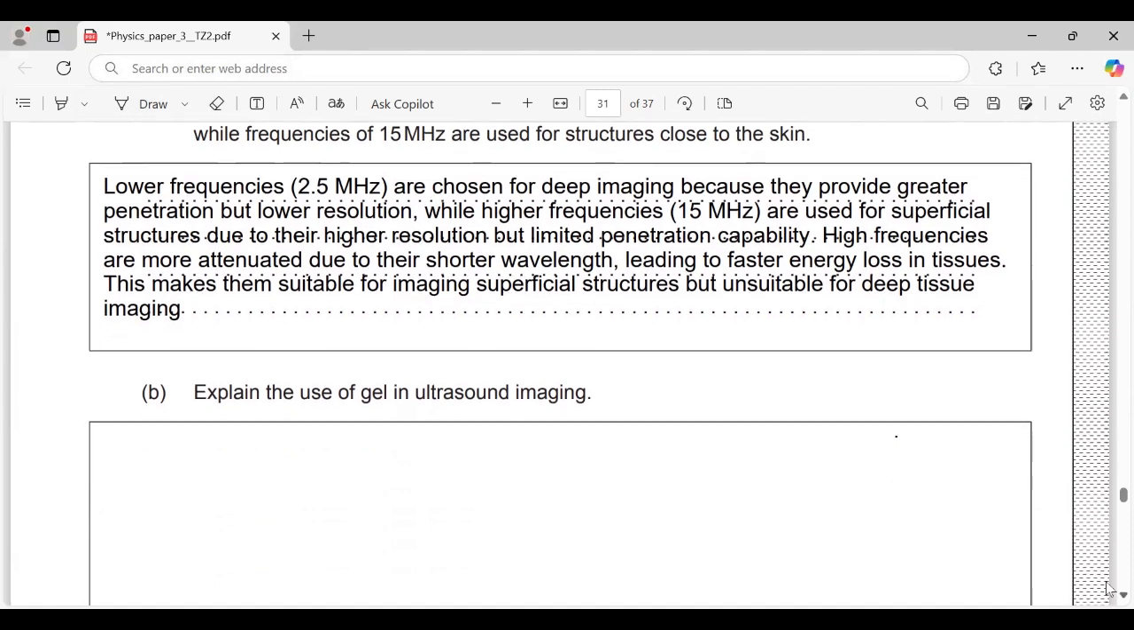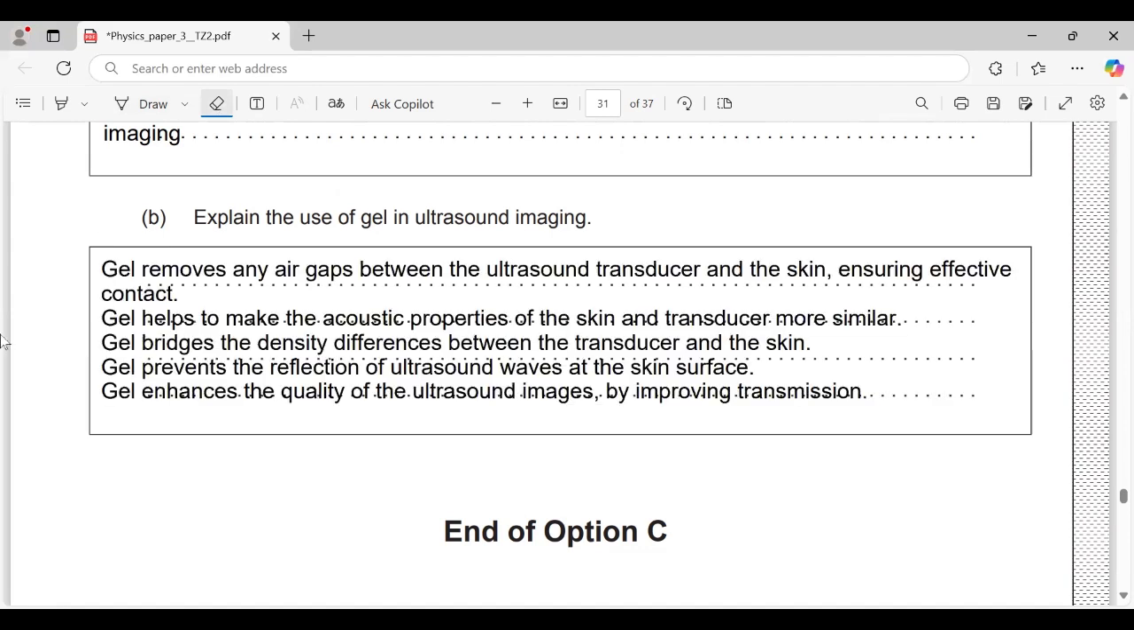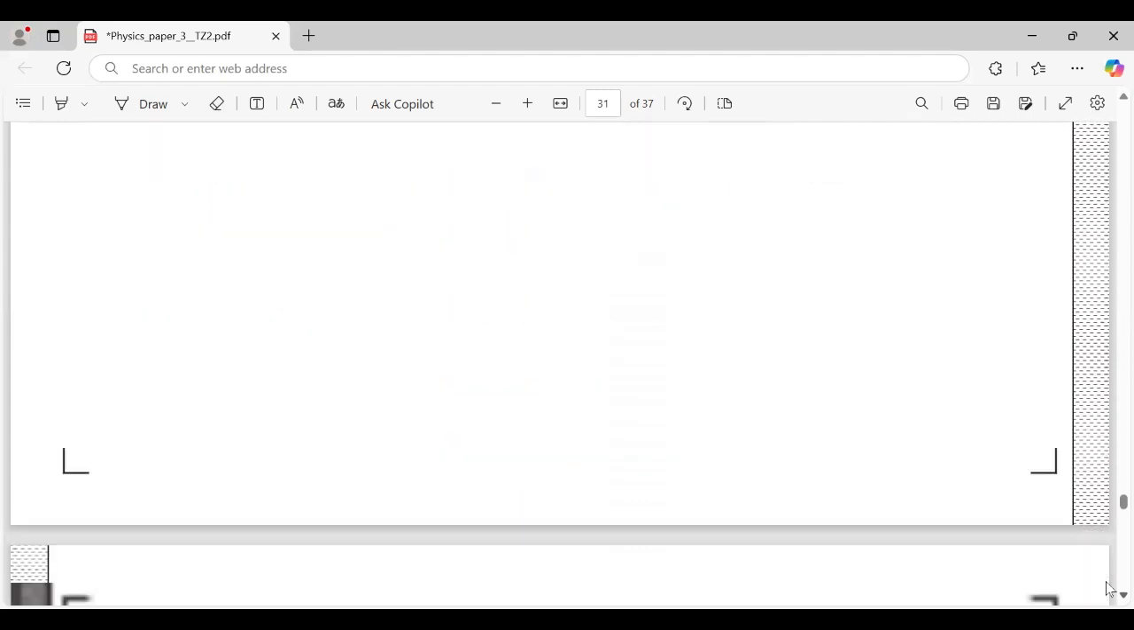Right, continue. Explain the use of gel in ultrasound imaging. As well, I have provided my opinion. You may copy this or add something according to your opinion for this question. So I will not explain, I think this is clear. Next.